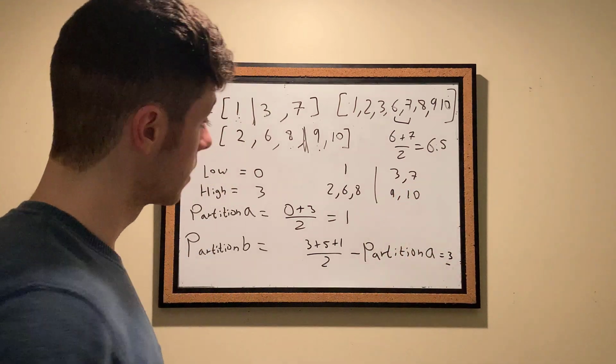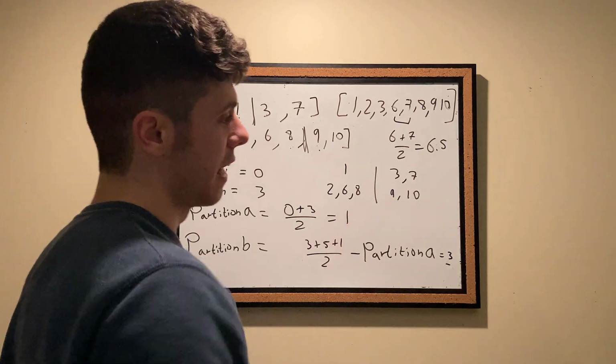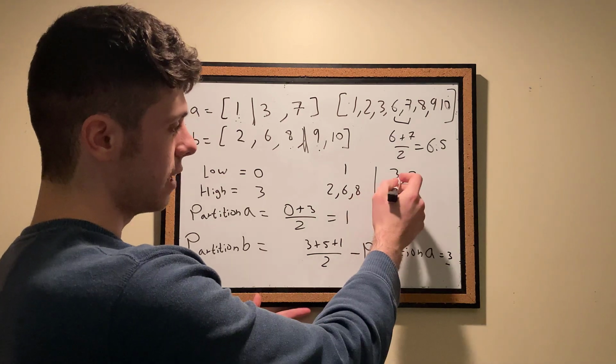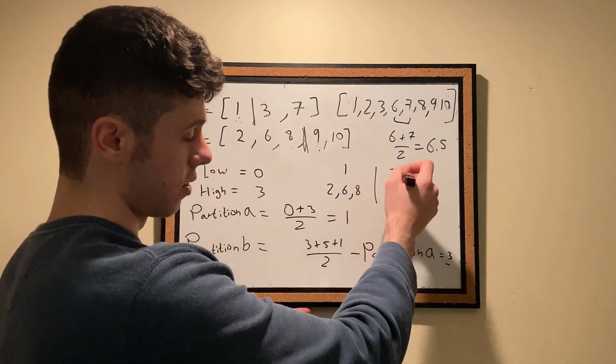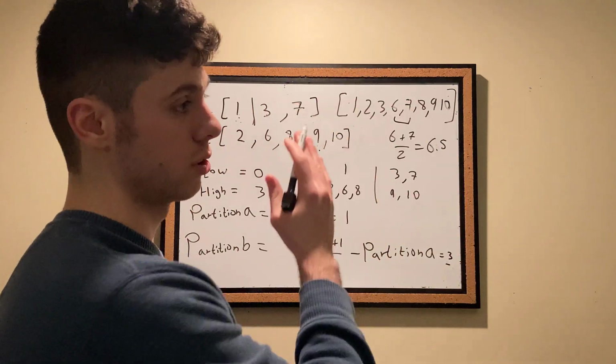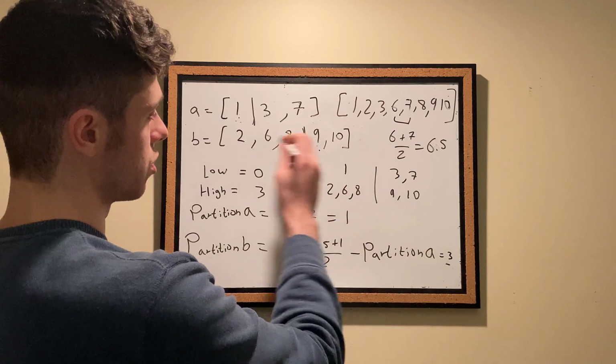So now we can check. Is 1 less than 9? Well, it is, great. Is 8 less than 3? Actually, it's not. So what does this mean? Well, clearly, 3 is too small. 8 is greater than 3. So what we can do is move our search to the right.